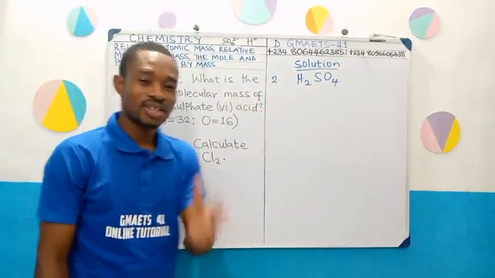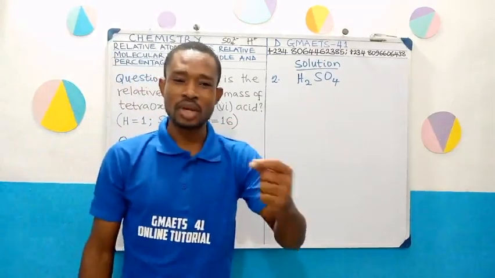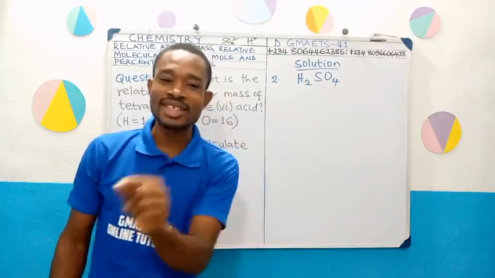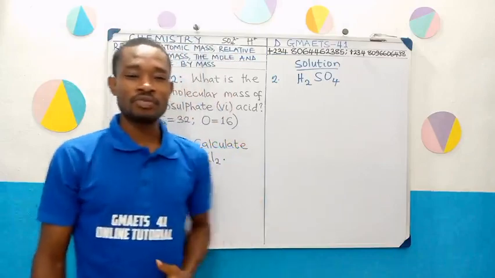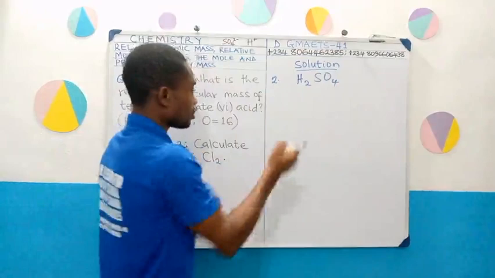Take note of that because you are going to work on an assignment where you will determine the relative molecular mass of an acid known as trioxonitrate 5. And I wouldn't write the compound for you, I would not. Let's see how it goes.